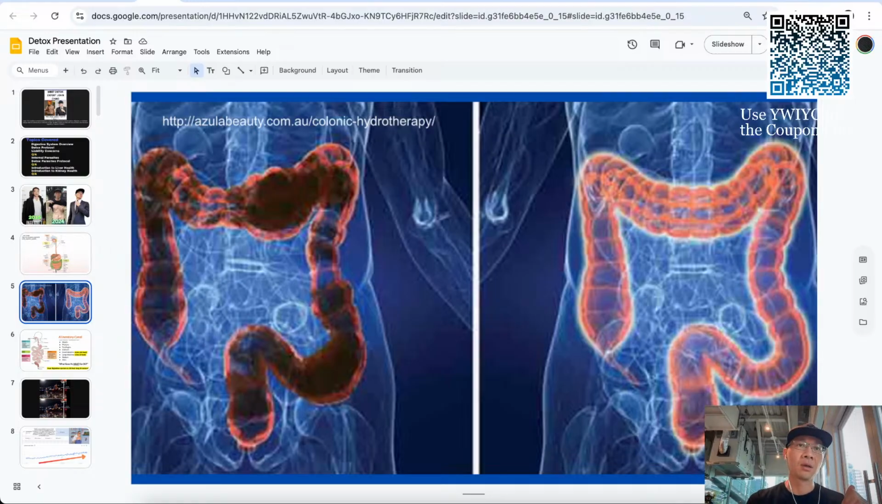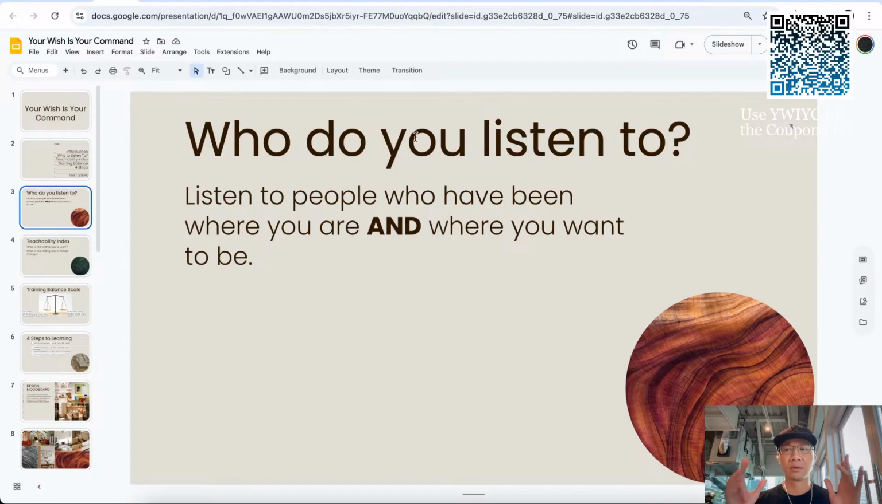As we're talking about Kevin Trudeau's "Your wish is your command," you need to listen, pay attention to, and reevaluate who you are listening to right now. Listen to people who have been where you are and where you want to be.